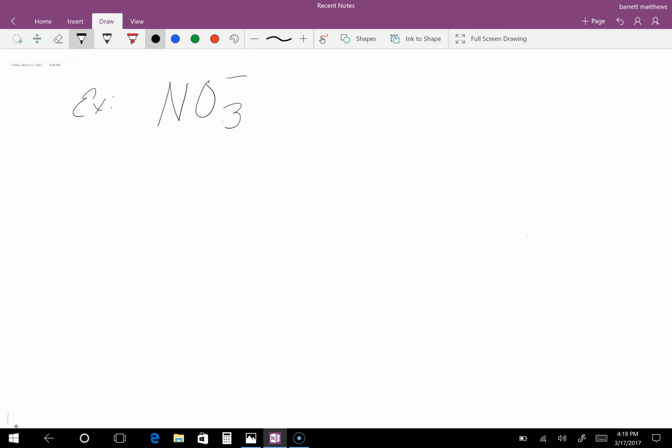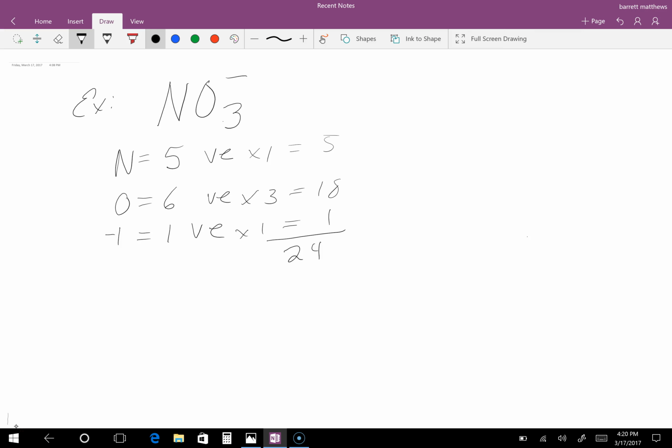Next, let's take a look at a molecule that actually has a charge on it. So this is going to be ionic. Nitrogen has 5 valence electrons. Oxygen has 6 valence electrons. There is 1 extra electron that is coming from the charge. There are 3 oxygens and 1 nitrogen. So we're going to add up 5, 18, and 1, and we will end up with 24 valence electrons to work with.